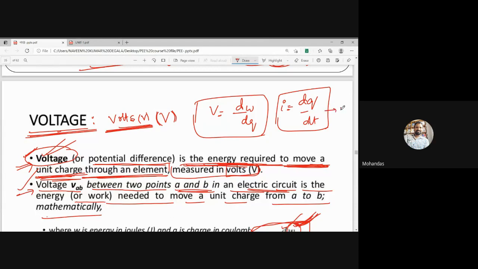So let us say this is equation 1 and equation 2. Current I equal to dQ by dt and voltage V equal to dW by dQ. Charge by time is current, work done by charge is voltage.